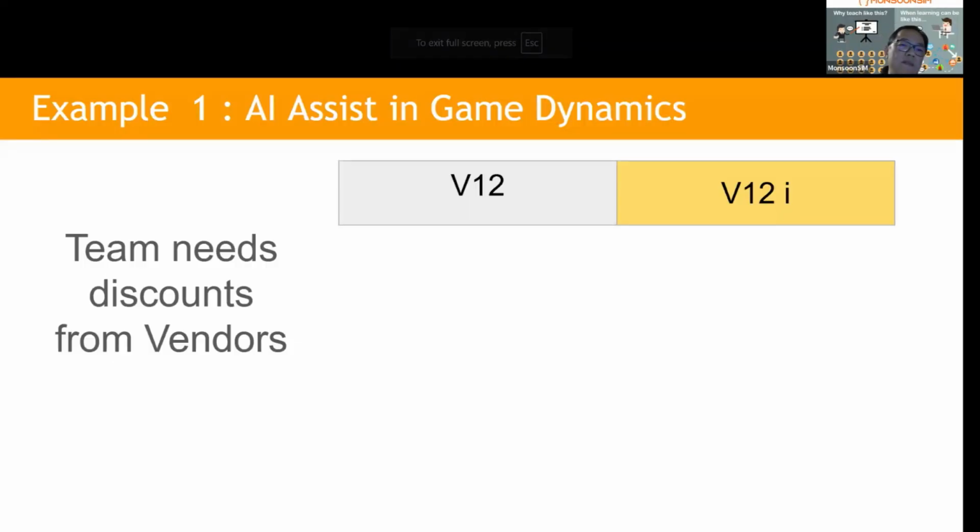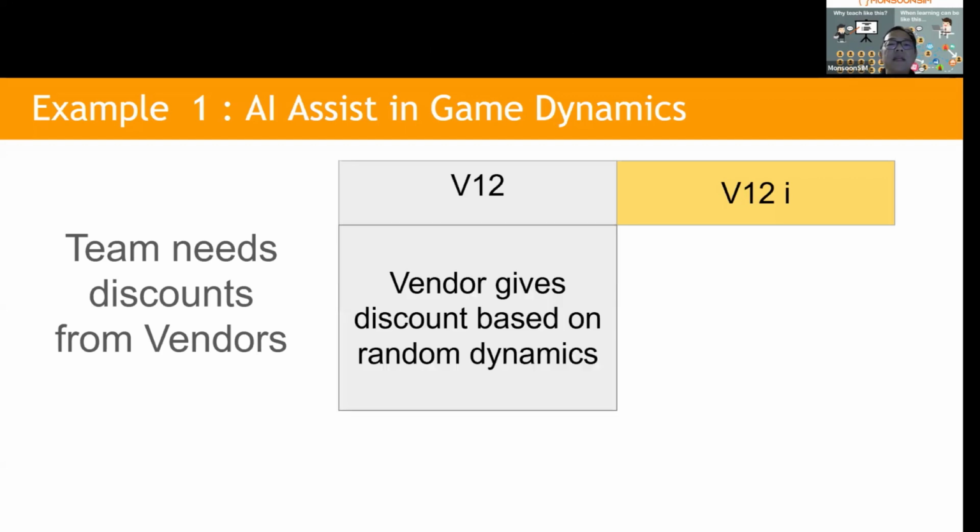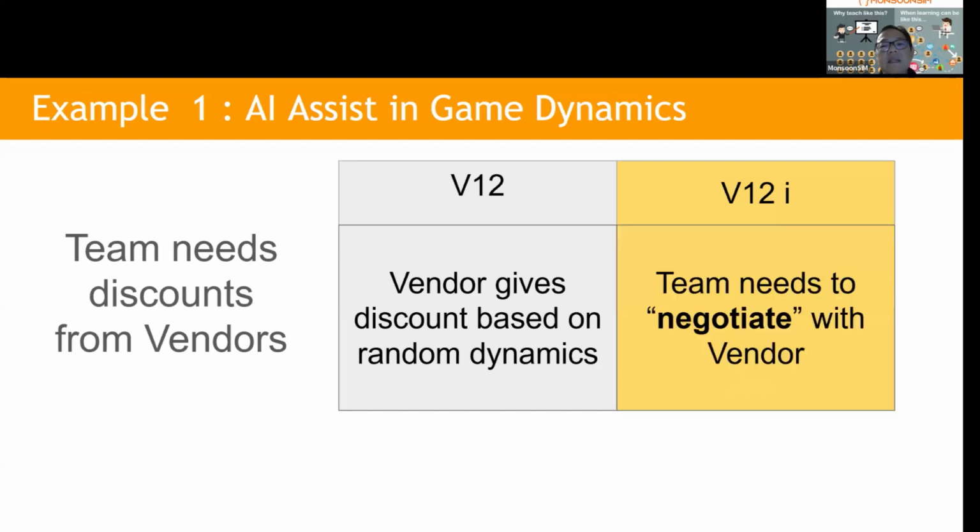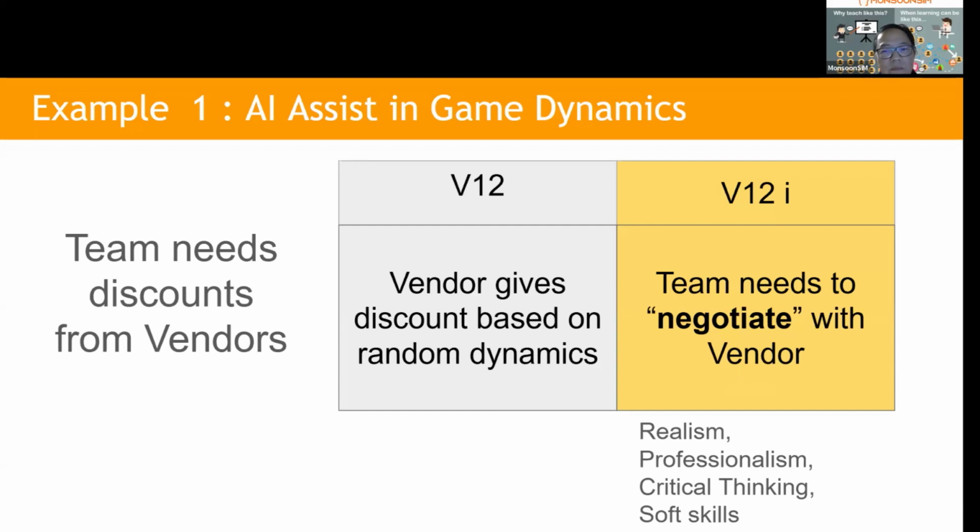For example, if the team needs a discount from the vendors, without AI, the vendor will just give them a discount based on some random dynamics. But with AI in the game, when the students need a discount from the vendor, guess what they need to do? They need to negotiate with the vendor. The student needs to talk to the vendor and ask for a discount. This really gives them a sense of realism, because this is what real life is. You don't really just get it by some quantitative number, but you still have to take the qualitative approach. You still have to call the vendor and negotiate. So there's a sense of realism.